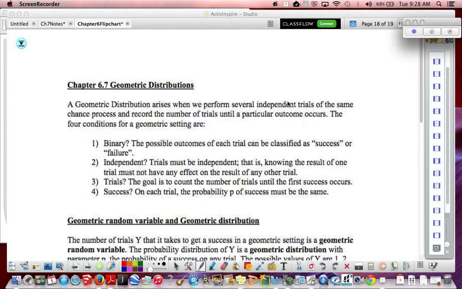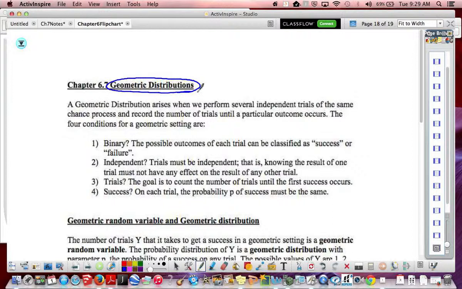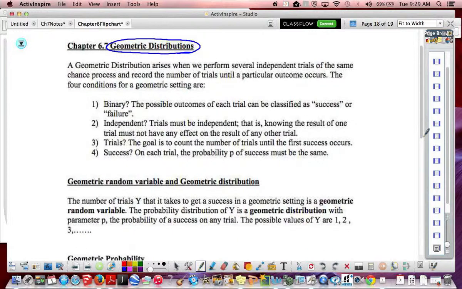6.7, our last concept in chapter 6 in dealing with different types of probability distributions and random variables. The one that we're going to focus on in 6.7 is called a geometric distribution. A geometric distribution and a binomial distribution are very similar, meaning they actually have 3 of the 4 conditions that are exactly the same. The first one that's exactly the same is it's binary also.